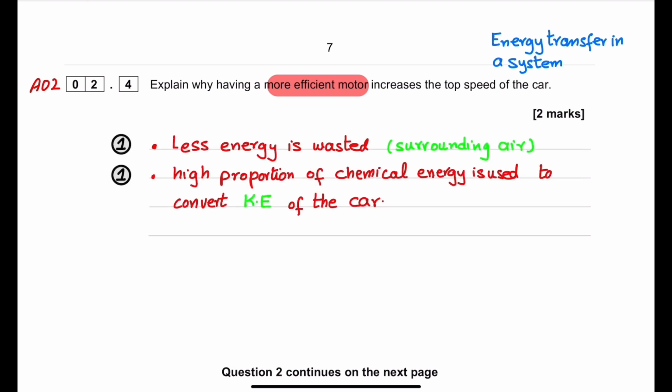If the car has a more efficient motor, then less energy is wasted to the surrounding air. A high proportion of chemical energy is used to convert into kinetic energy of the car. And the mark distribution is given along the points.